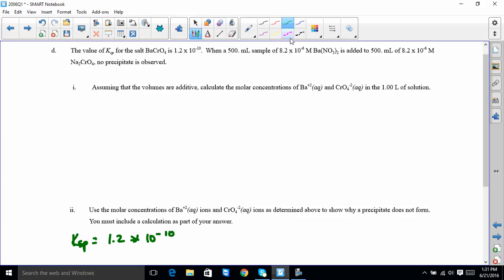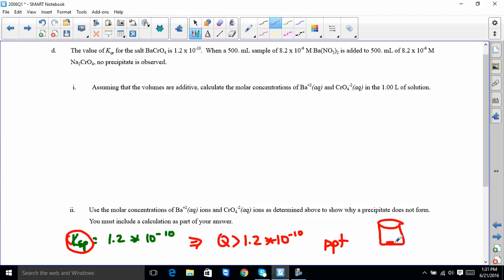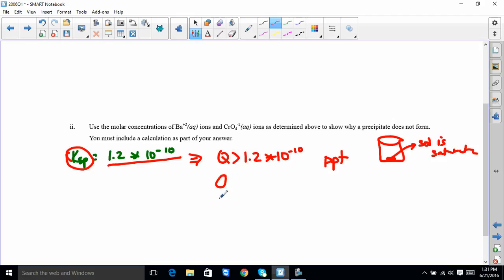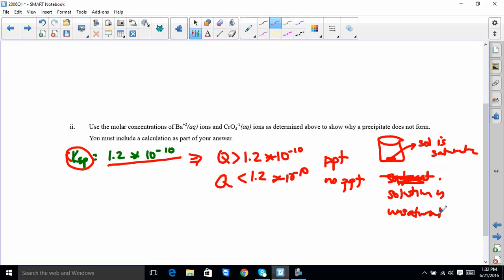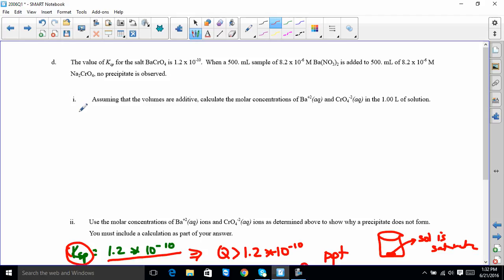It's a tiny number. Why that's important is if you calculate Q, which is what we call KSP when you're not sure if you're at equilibrium, and Q is bigger than 1.2 times 10 to the negative 10, that means you'll see a precipitate. Because a precipitate actually just means that you have undissolved solid sitting at the bottom, if you let it sit there long enough, and you can be sure that the solution is saturated. And that doesn't happen until you get above this threshold. Now, the other thing is, if Q is smaller than 1.2 times 10 to the negative 10, you will have no precipitate because you won't have enough ions in solution to make a saturated solution. So the solution is unsaturated.